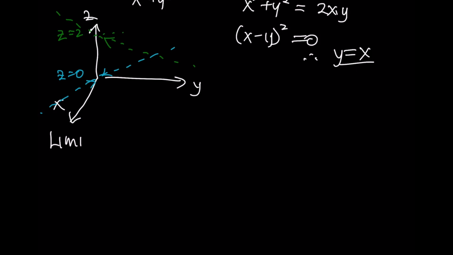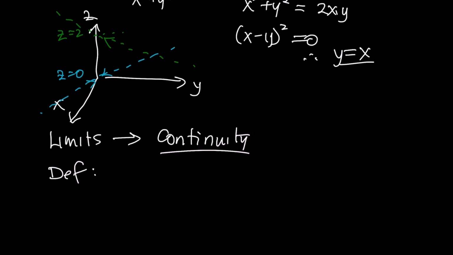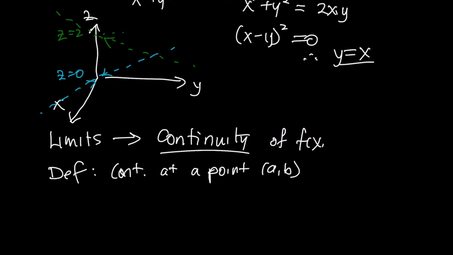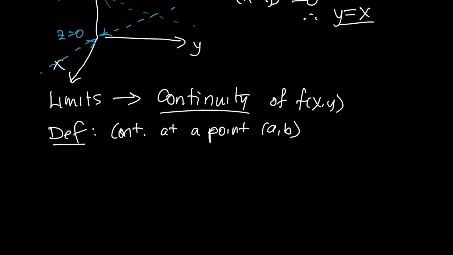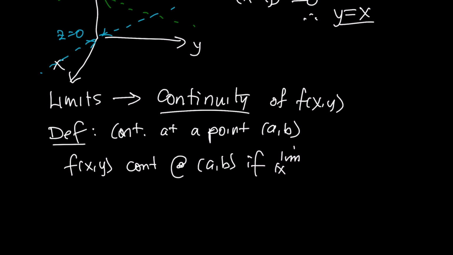Now, limits are used to define continuity. You can talk about continuity at a point. So if we're going to talk about a two-variable function, f of x and y, we will say the function is continuous at the point a, b if the limit of the function as we get closer to a, b is equal to the value of the function at a, b.